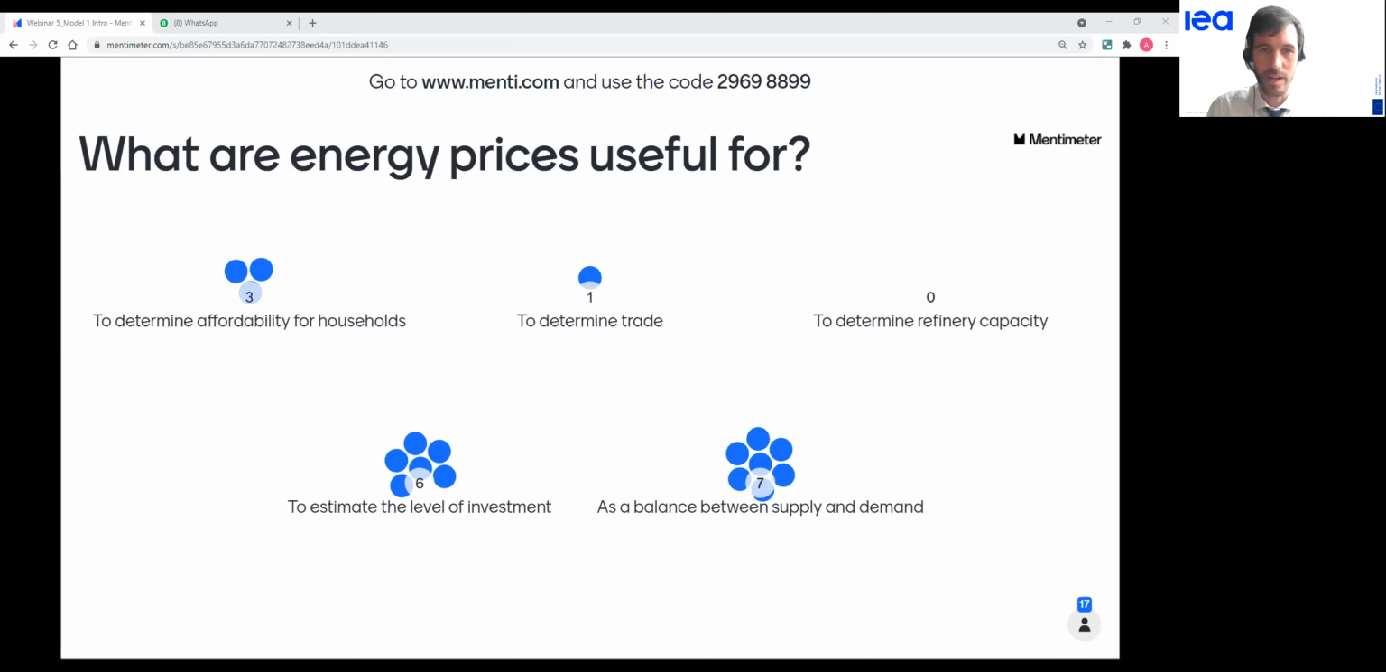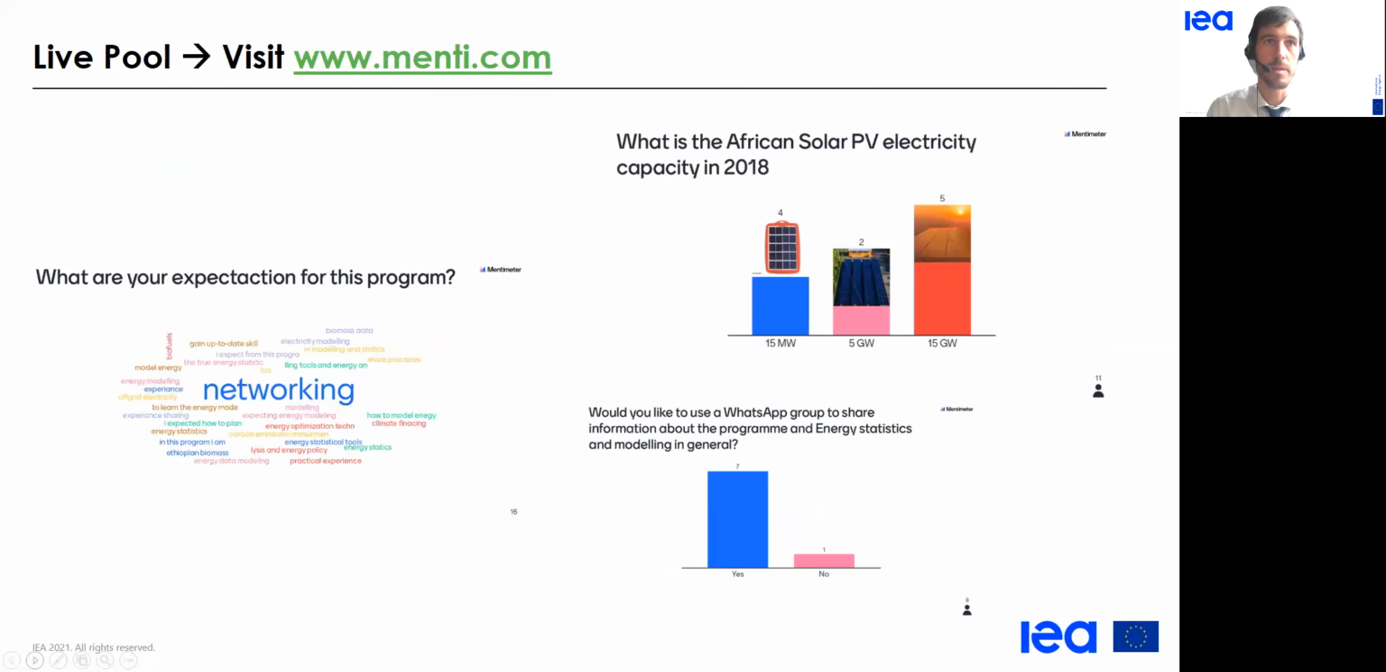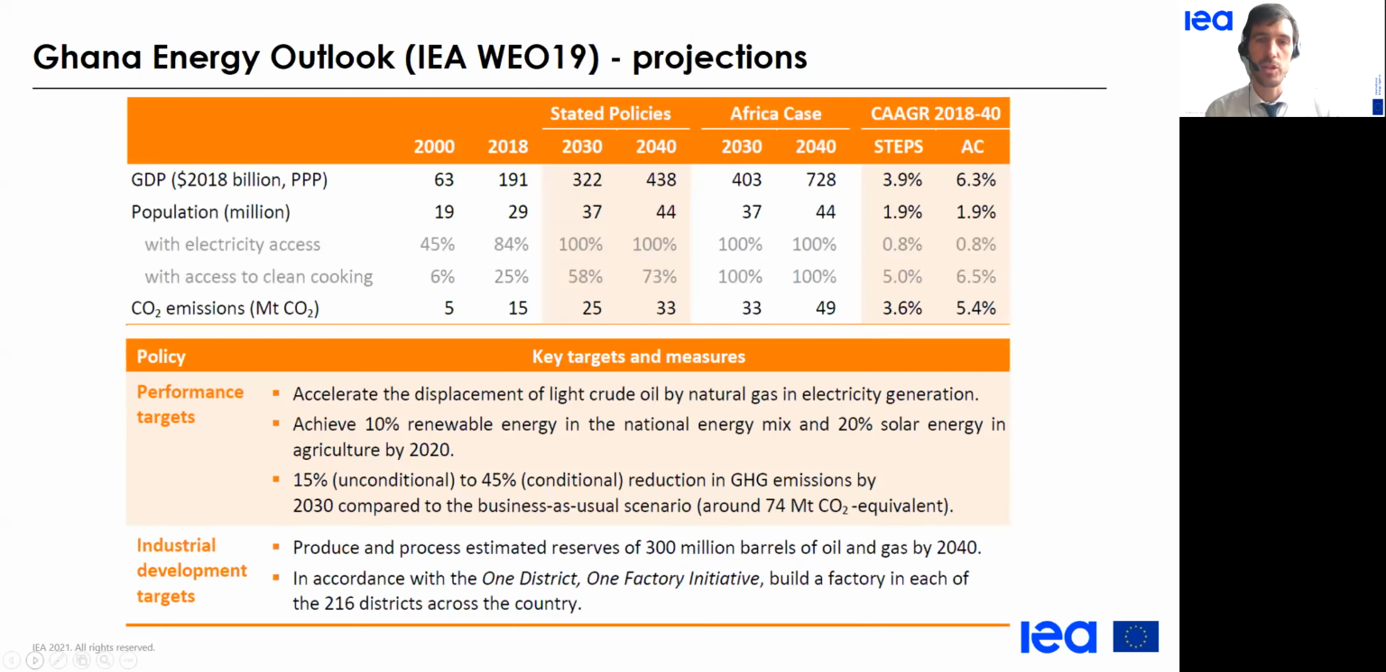So coming back to our presentation, I just wanted to share a few findings or a few illustrations of energy modeling for the case of Ghana. As I just mentioned, we have developed an Africa energy outlook, including a Ghana energy outlook with projections. So here on this table, you would see historical data as well as projected data according to two scenarios, Stated Policies and Africa Case.